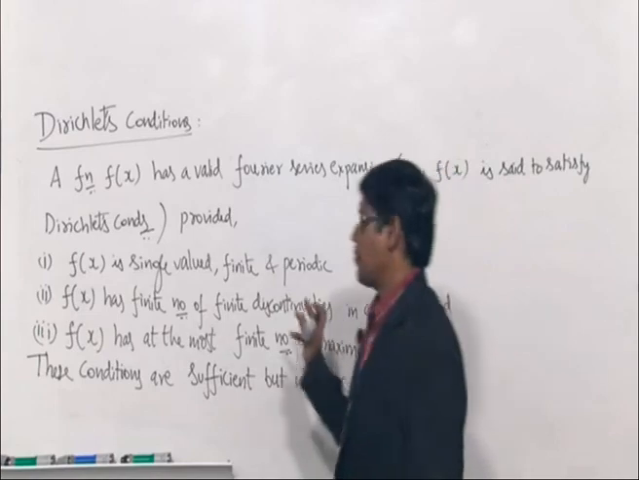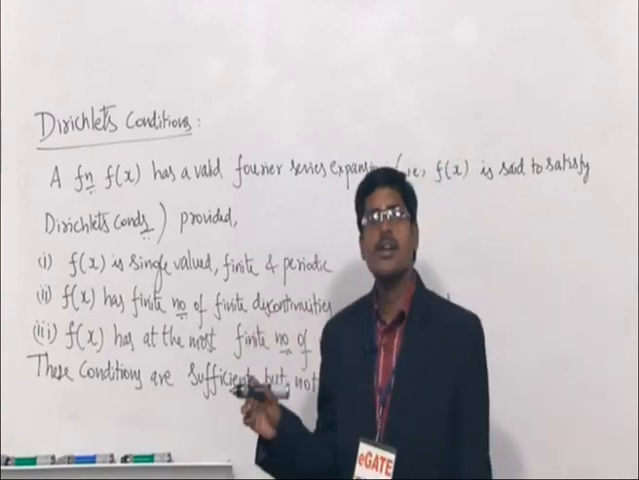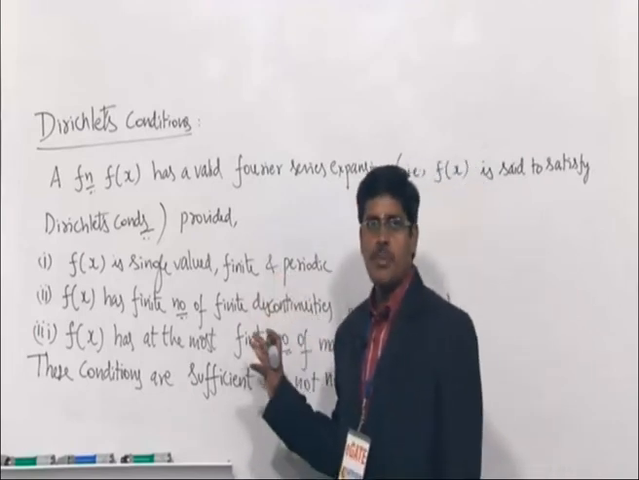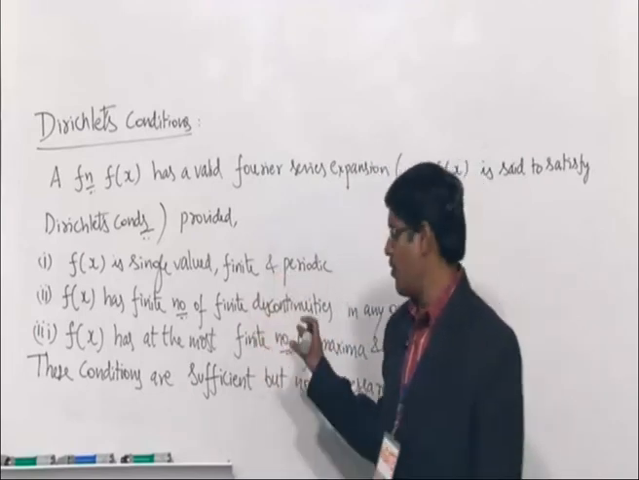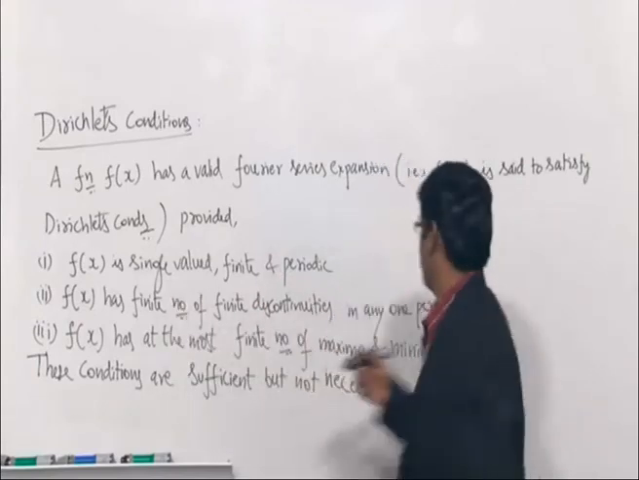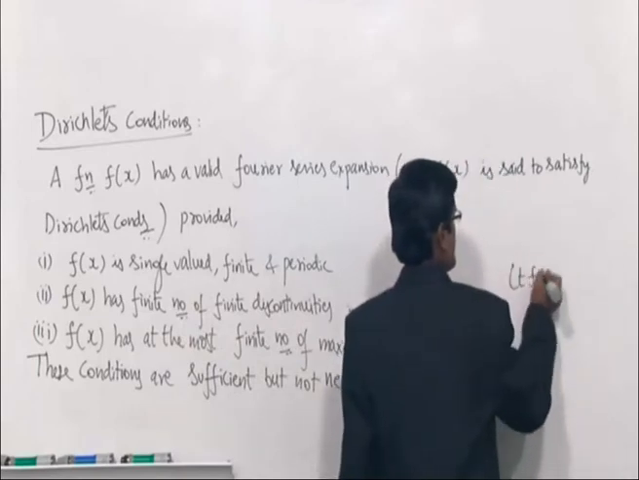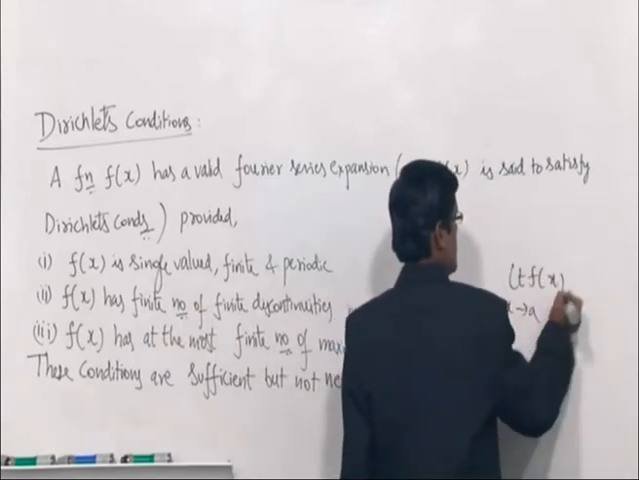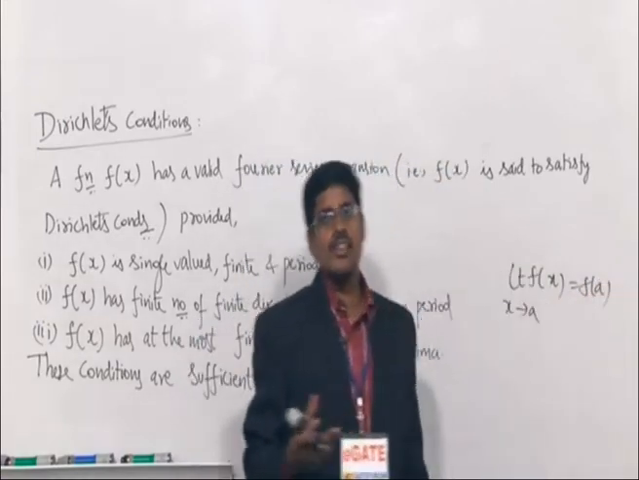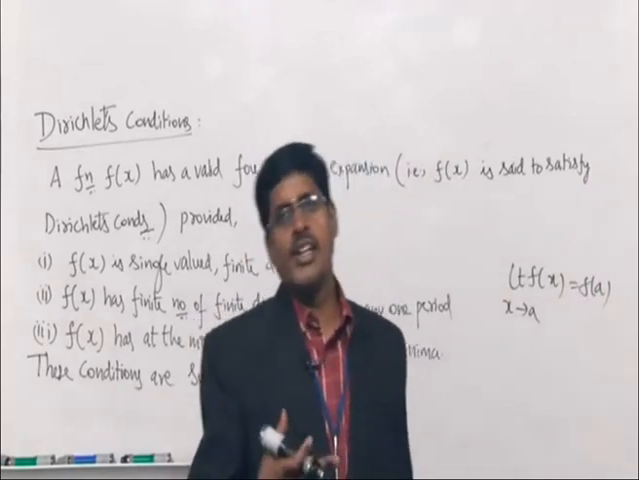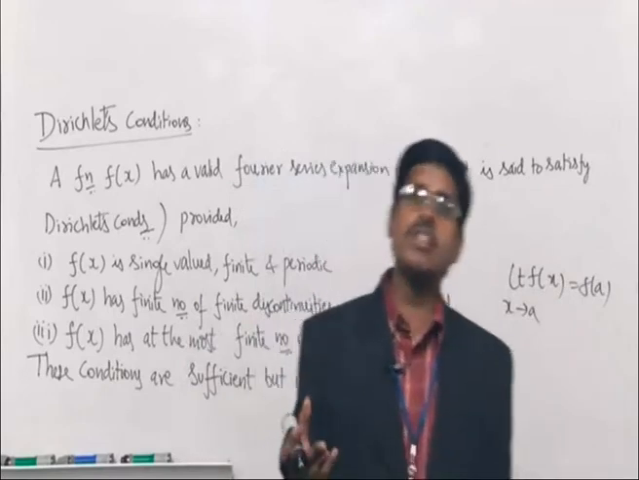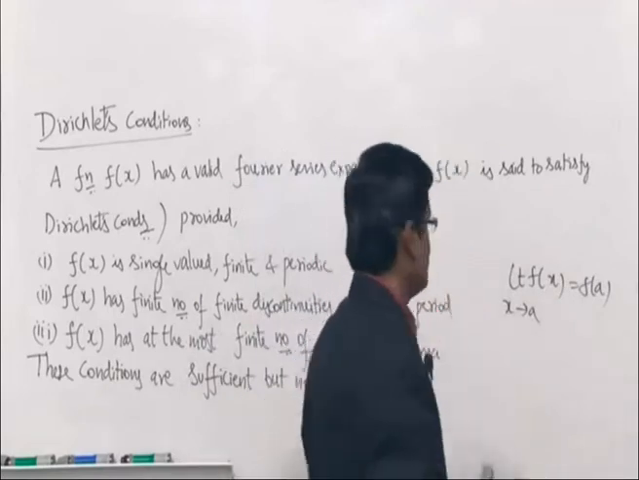So f(x) single valued, finite, periodic means we have already defined periodic, that f(x) and its integral values should be finite, and at the most a finite number of maxima and minima in any one period, and it has a finite number of finite discontinuities. I have given the discontinuity definition. A function f(x) is continuous at x equal to a if the limit of f(x) as x tends to a is equal to f(a). We have discussed this in the M1 paper. Whenever these two are unequal, that is called discontinuity. Finite discontinuity means the limit value should be finite and not equal to f(a). Otherwise it is called infinite discontinuity.